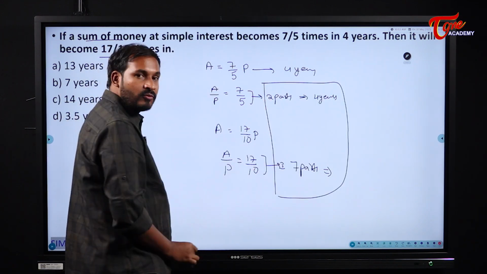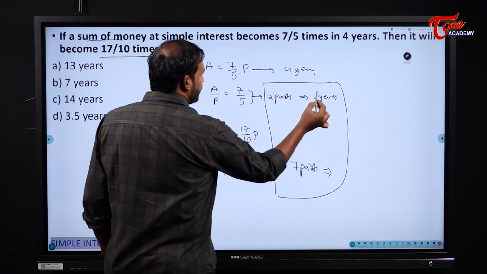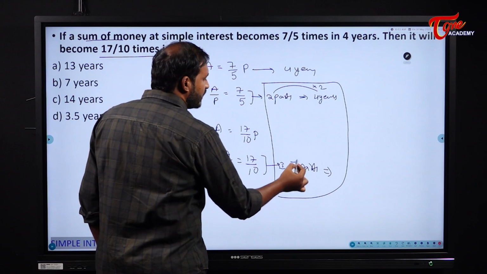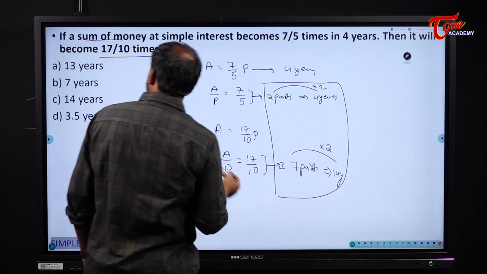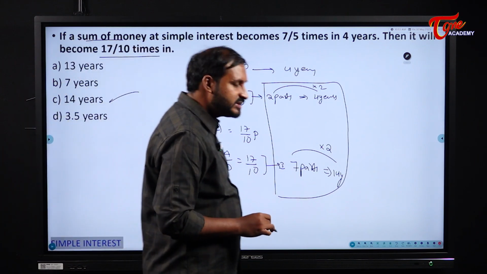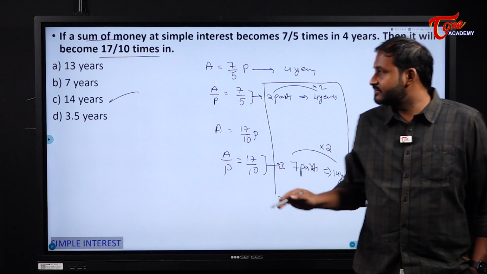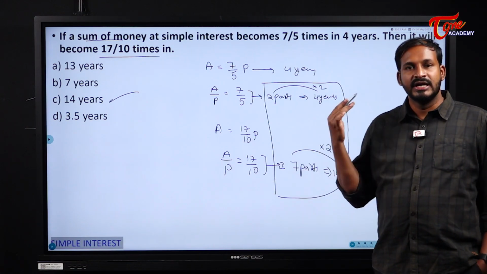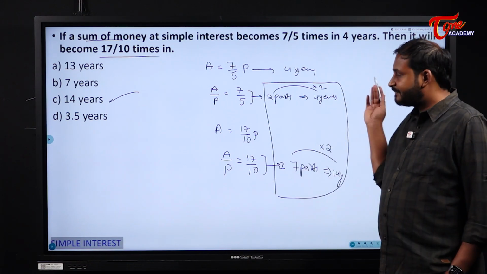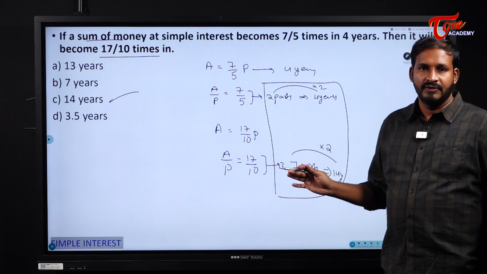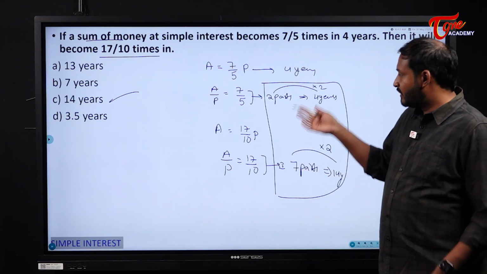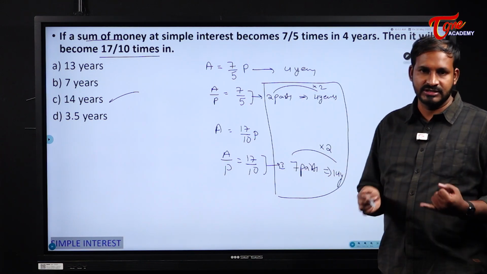To earn 2 parts, how many years is it taking? 4 years. That means 2 2s are 4. To earn 7 parts, 7 2s are 14 years. It will take how many years? 14 years. Very simple. If you solve the questions with the help of logic and concepts, it becomes easy. If not, the same question will become a huge task if you go with the standard procedure. Please try to observe these type of things, students.